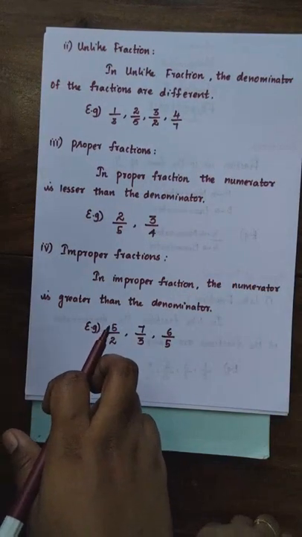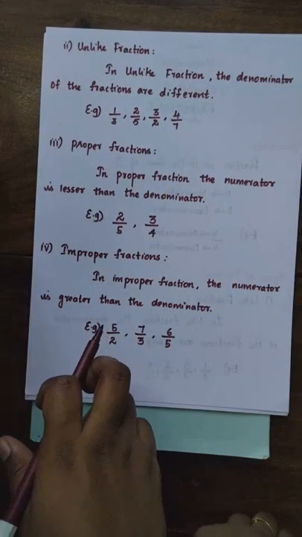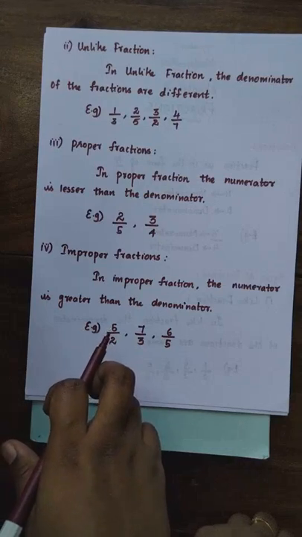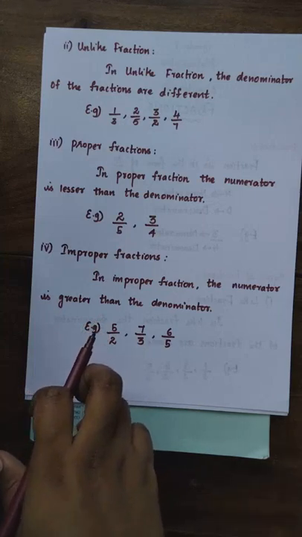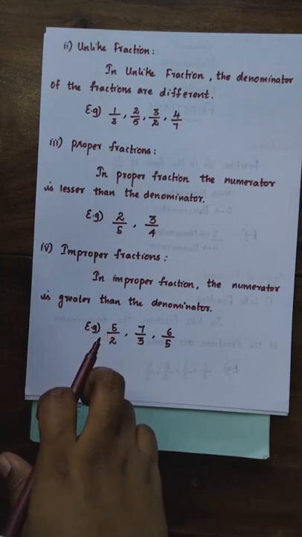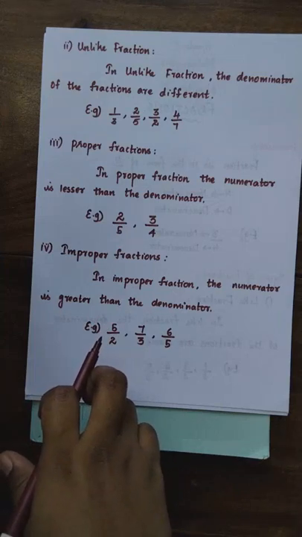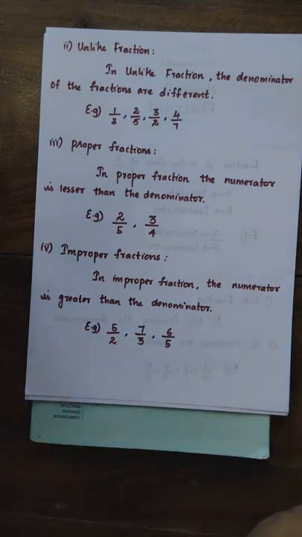Okay, our numerator is 5, denominator is 2. See whether the numerator is greater than the denominator. Yes, 5 is greater than 2, right? So this one is improper fraction. In improper fraction, the numerator is greater than the denominator. What is proper fraction? In proper fraction, the numerator is lesser than the denominator.